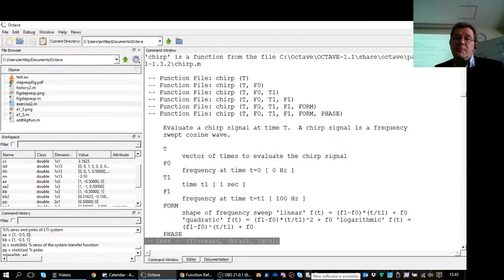So chirp with time vector, sampling time vector, frequency, starting frequency, and then a couple of other parameters: time t1. Vector of time t1, chirp, frequency at time 0, time t1, frequency at time t1. So basically you can just call this function properly to produce that chirp signal for that exercise there.